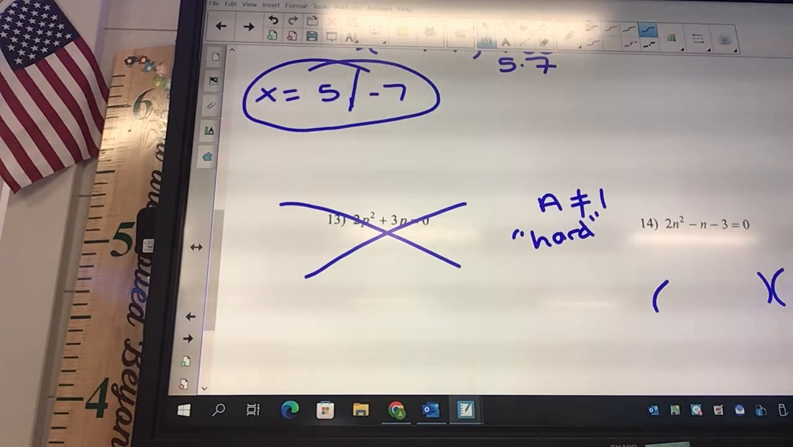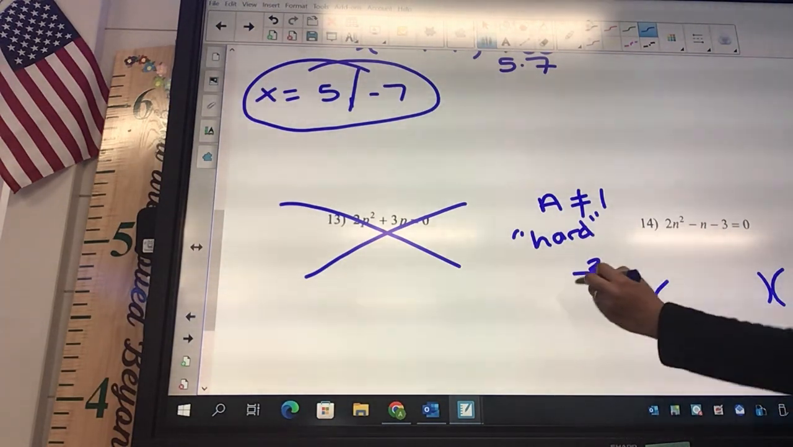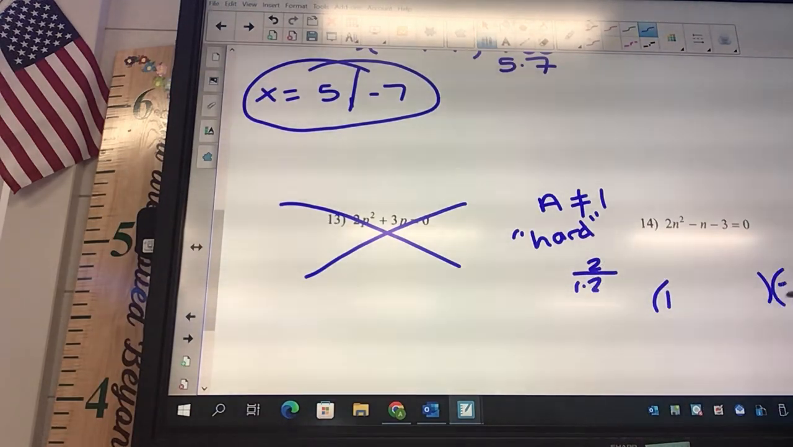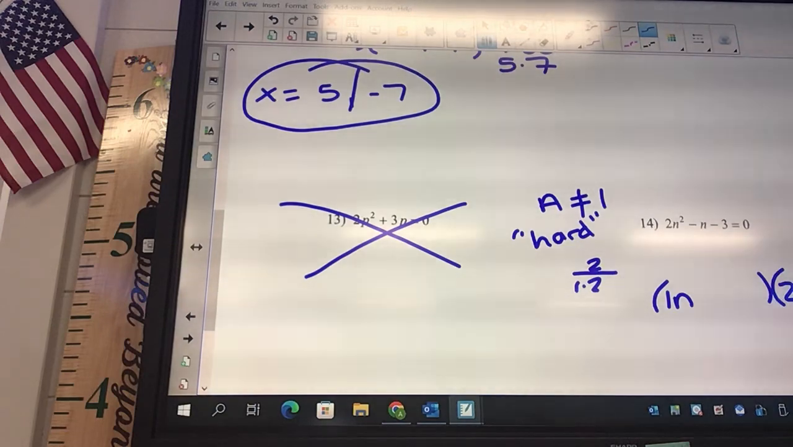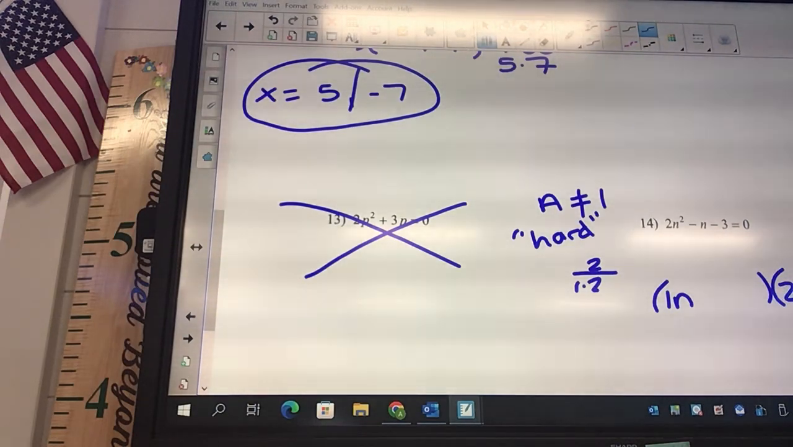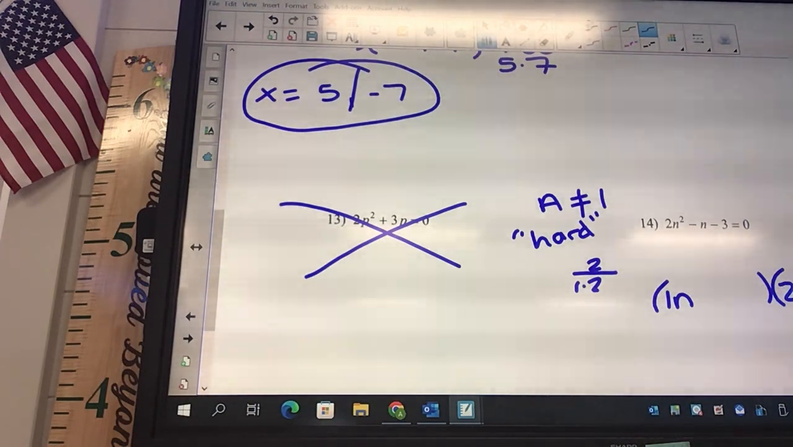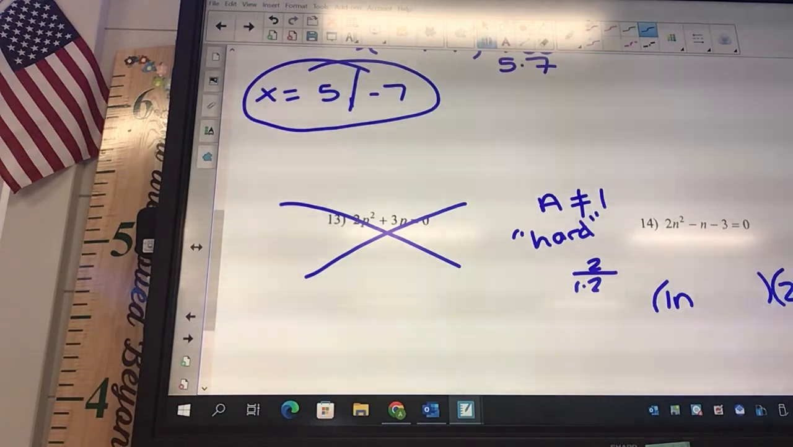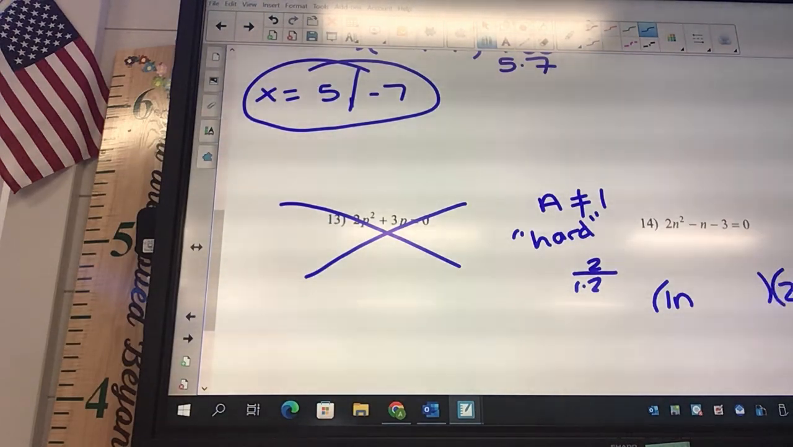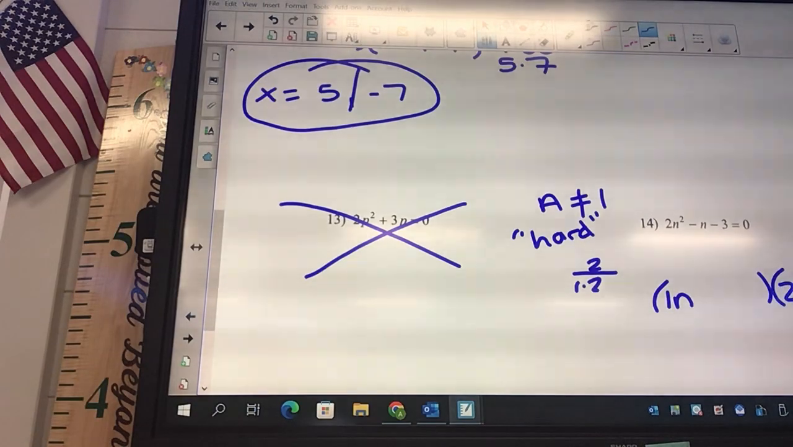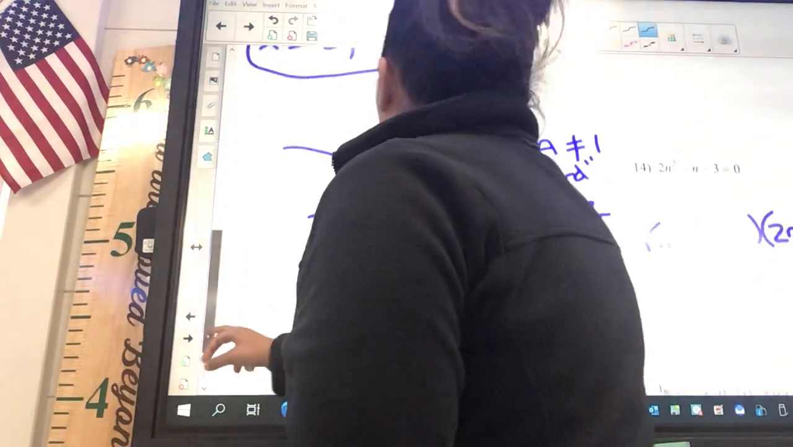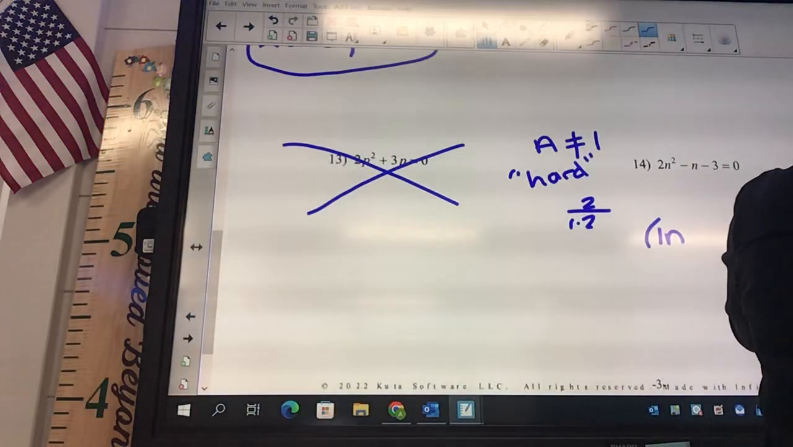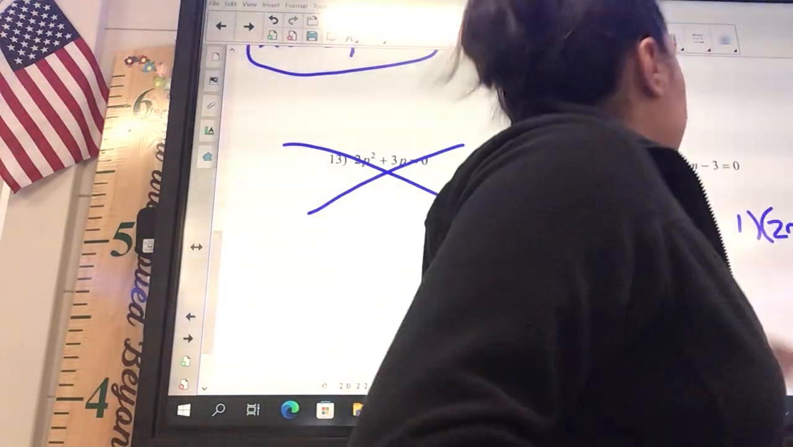So we find the factors of 2. What are the factors of 2? 1 and 2. So we're going to say 1 and 2, n and n. Then we find the factors of 3. What are they? 1 and 3. We have 2 ways to try it. You can say 1 then 3 or 3 then 1. We've never done this one. Yes, we have. So we can try 1 then 3.